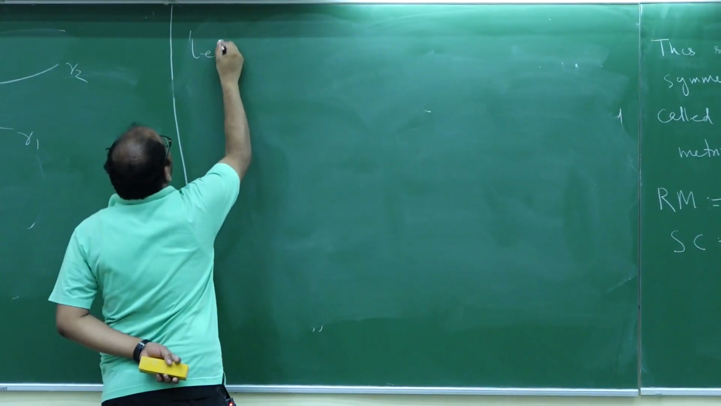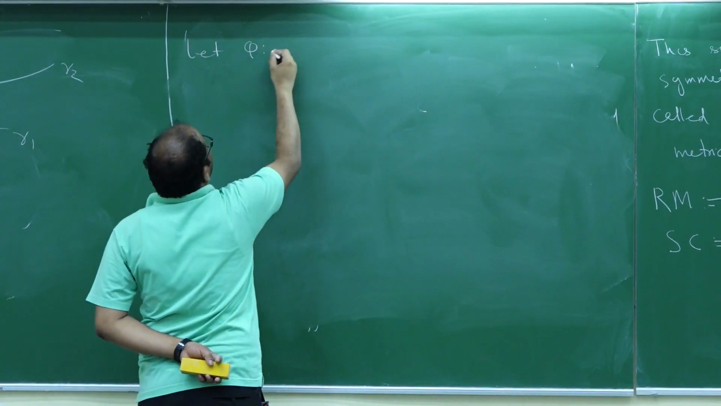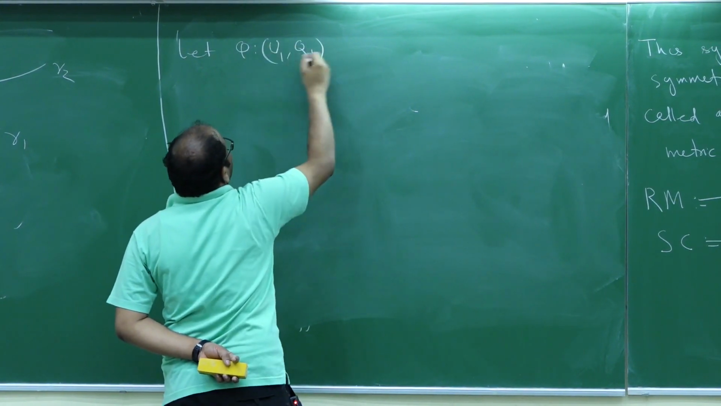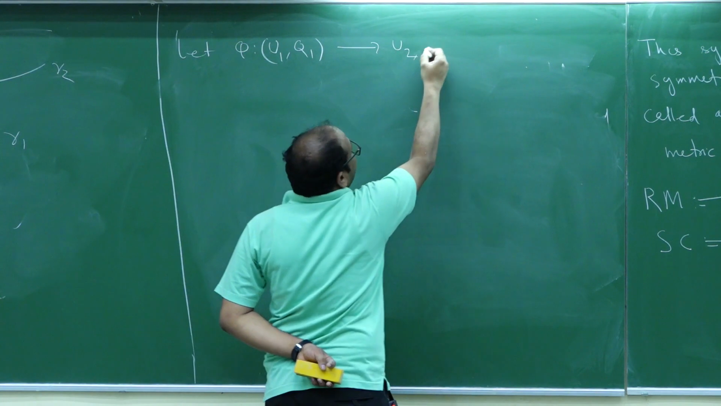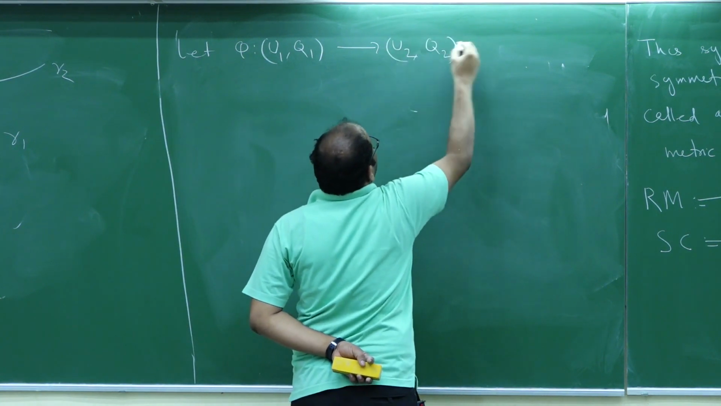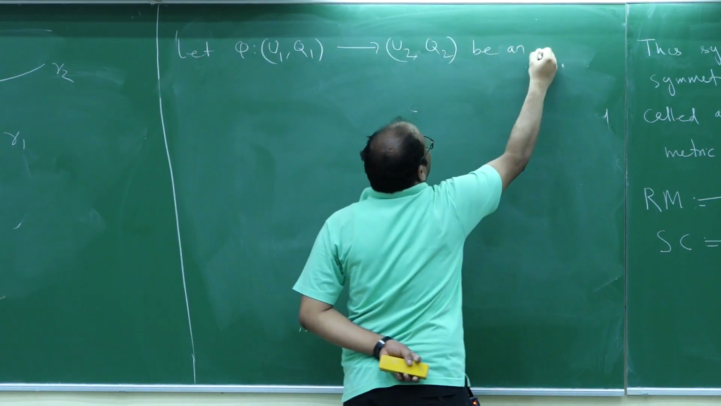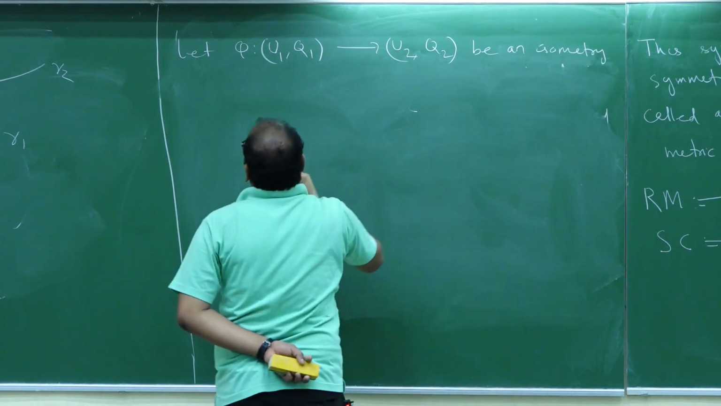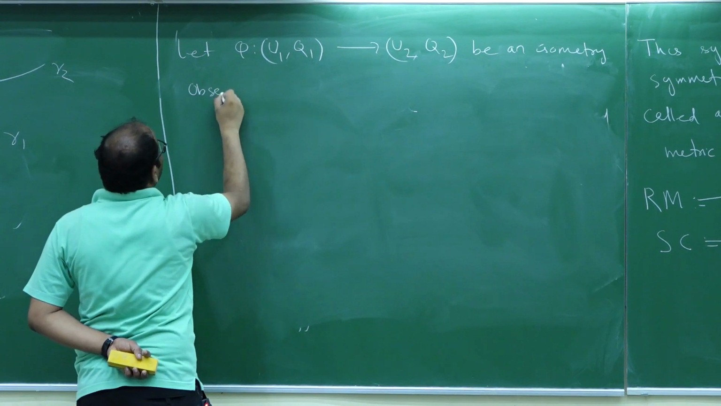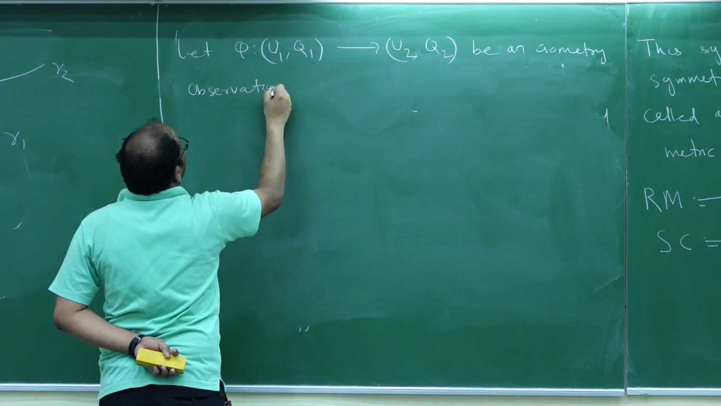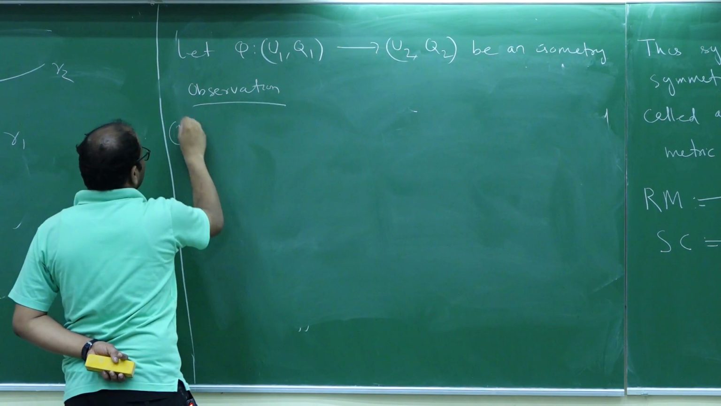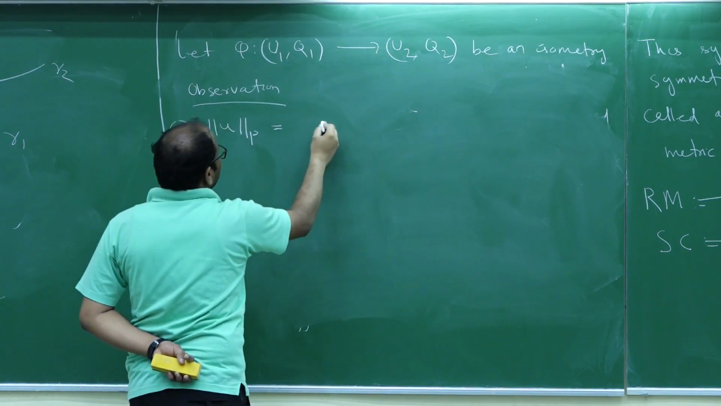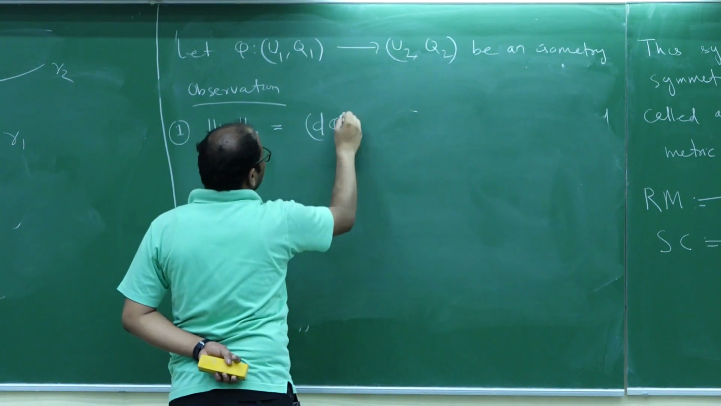So let phi from U1, Q1 to U2, Q2 be an isometry. The first observation is, observation 1, if you look at the norm at P of v, it is equal to the norm of d phi at P of v.